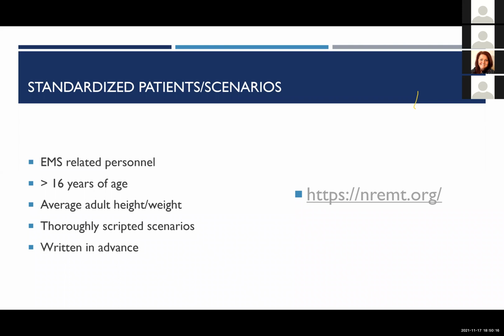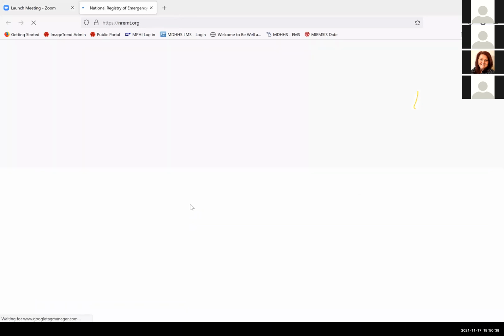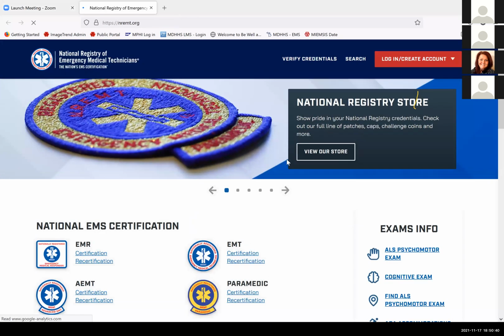They should review instructions, briefing, moulage, equipment. All those things should be done before they begin evaluating. I have the NREMT website on here. The NREMT website is really a great resource for some sample scenarios. So I'm going to take us there, and we're going to look at where you're going to find these resources. So this is the NREMT website.